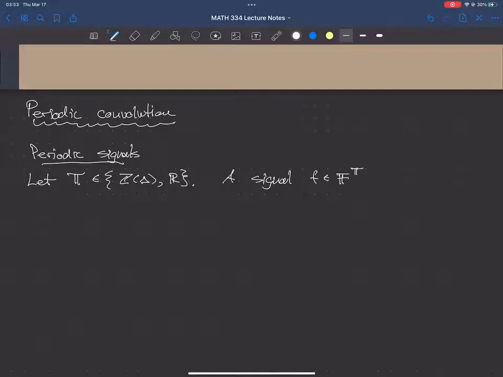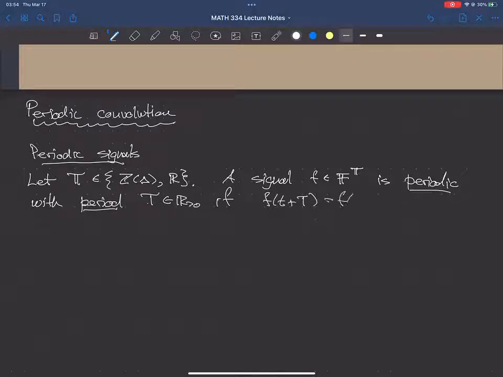Okay, so this is a perfectly sensible thing in the discrete time case, but in the continuous time case, of course, this is not a space of signals that's necessarily of any use. But for the purposes of this definition, it's okay. So a signal like this is periodic with period T if f of t plus T is f of t for all t's.